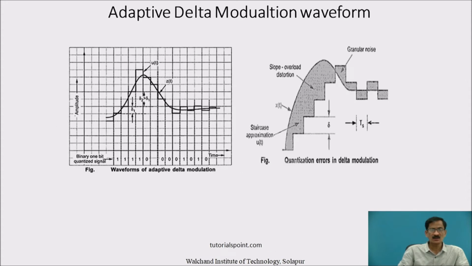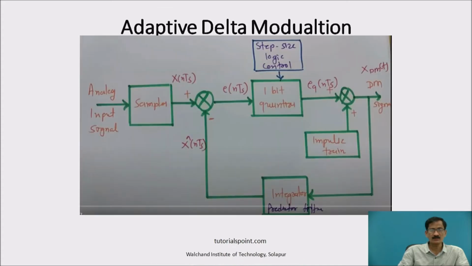So this is the adaptive delta modulation waveform, in which the problems which occurred in the delta modulation are overcome. The right side diagram indicates the granular noise as well as the slope overload distortion. This is what has been removed in adaptive delta modulation.